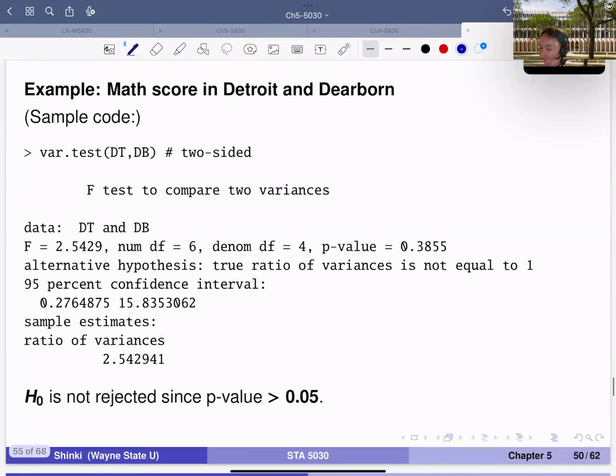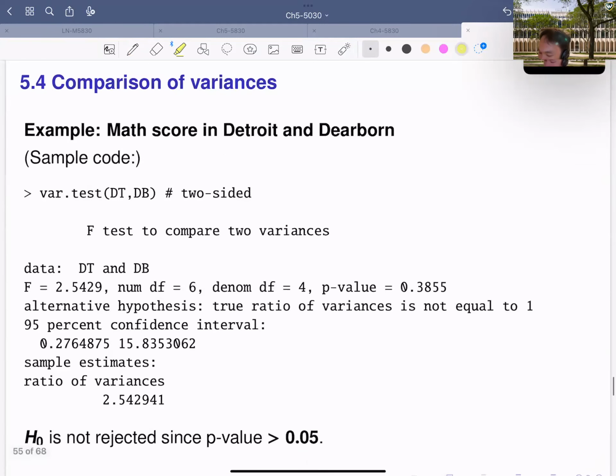And the F test is done here, and the F statistic is 2.54. For an F test, the F statistic is around 1 if H naught is true. H naught means sigma x square is equal to sigma y square, right? F is s sub x square over s sub y square. So if the null hypothesis is true, then F is around 1.